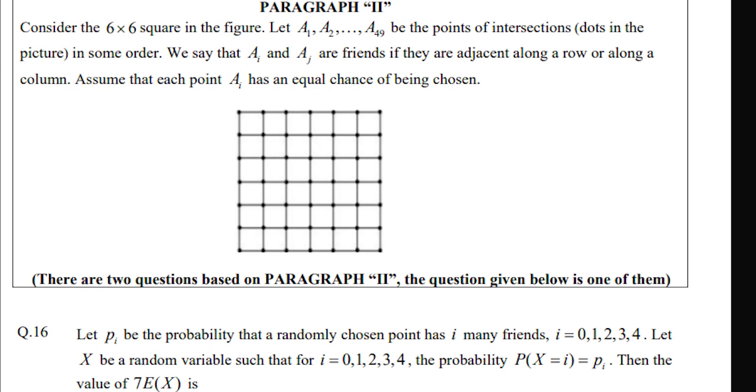Let X be a random variable such that for i equals 0, 1, 2, 3, 4, probability of X equals i is Pi. Then we need to find 7 times the expectation of X. So basically it's a problem of probability distribution. Here the first thing that we need to find is, what are the possible values of the random variable X.